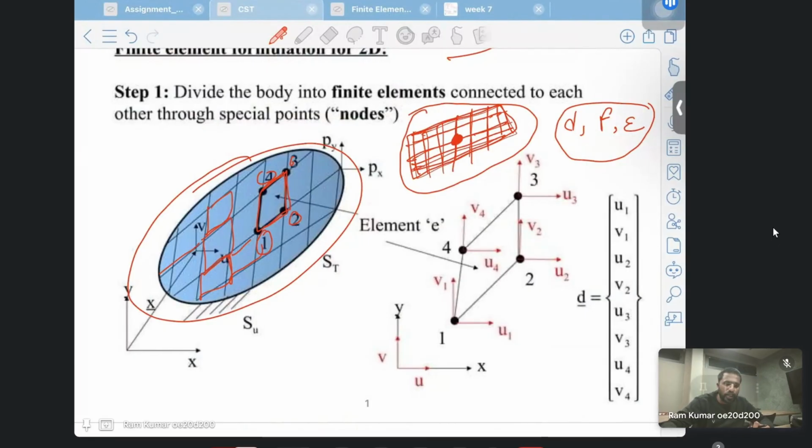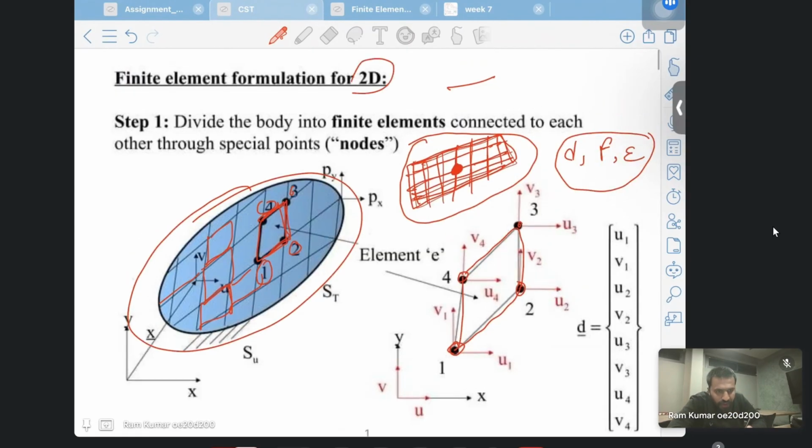Then we are going to assemble to get the full element. So this is one of the elements. It has a total of 4 nodes: node 1, 2, 3, 4. This is moving in a 2D plane, so it has only x and y degrees of freedom. So this is like u1, v1 for node 1 and u2, v2 for node 2.